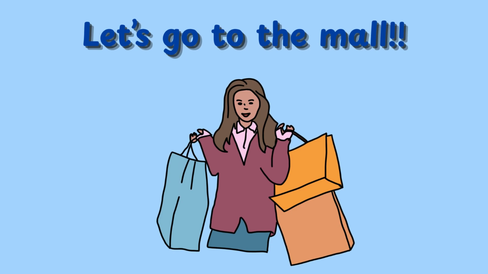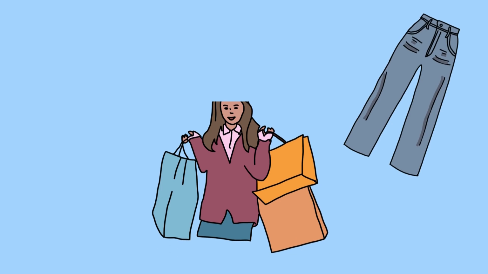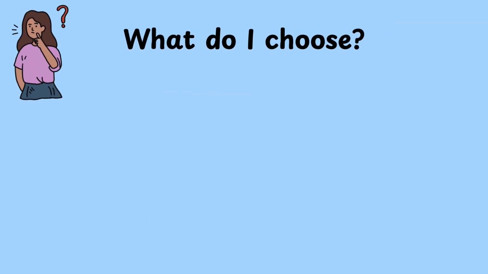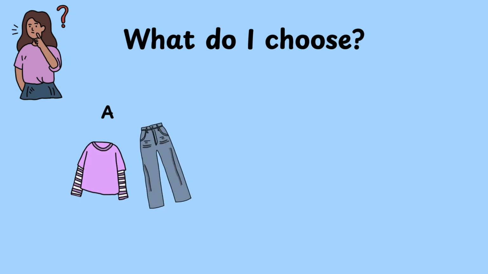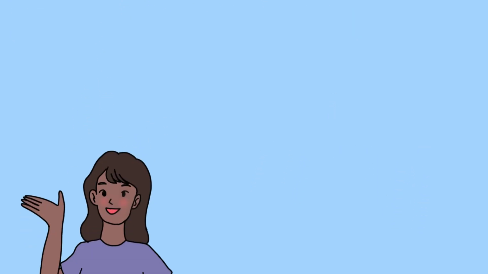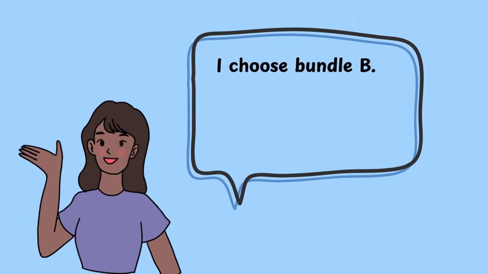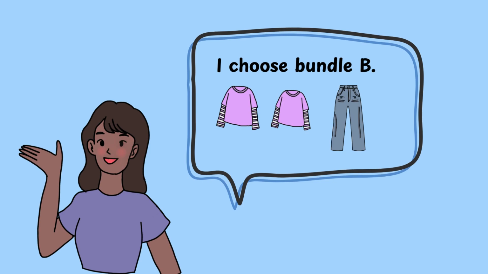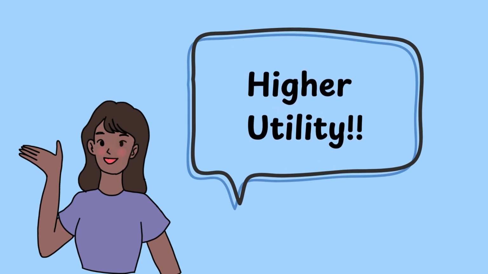For example, suppose a consumer is out in the mall. She wants to buy a t shirt and pants. She has a choice of two bundles: Bundle A with one t shirt and one pant, and Bundle B with two t shirts and one pant. Consumer will choose Bundle B because she gets one more extra t shirt and therefore higher utility from consumption.